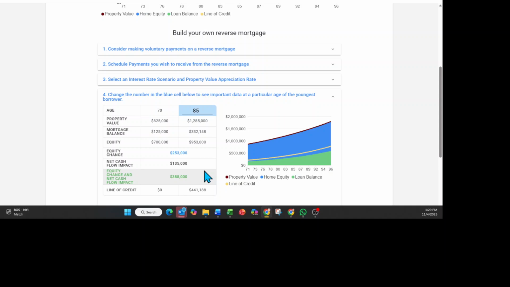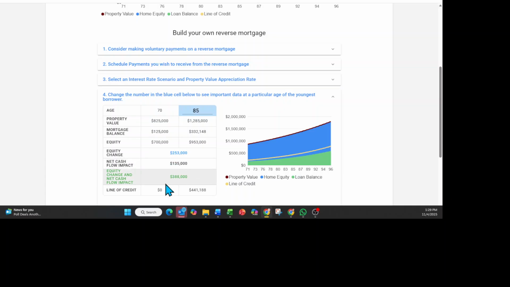Well, your $825,000 home would be about $1.2 million, or close to $1.3 million, in 15 years. Your mortgage balance would go up from $125,000 to $332,000 because you're not making payments, so we're adding the interest and FHA insurance onto the loan balance. Your equity would go up from $700,000 to $950,000, roughly a $250,000 increase. You'd have a cash flow benefit of $135,000, because you're not making that $750 a month payment for 15 years.